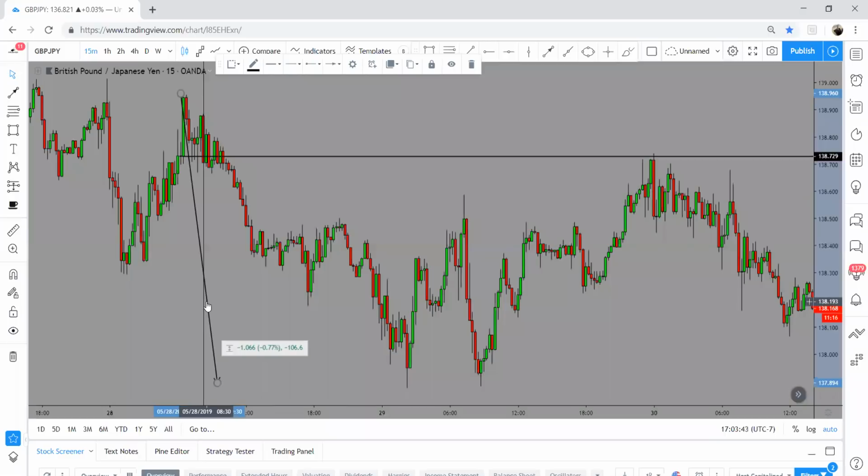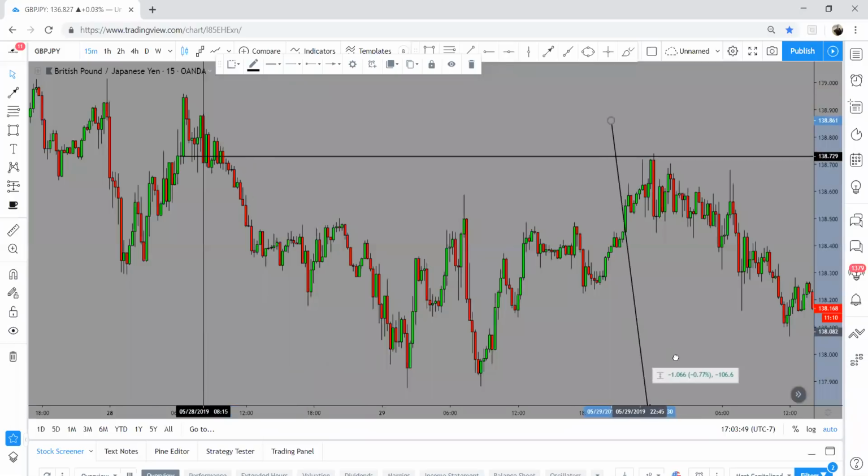Is there a preferred time frame? Yeah, the preferred time frame is the 1 hour. The preferred time frame is the 1 hour. All right, so right there.